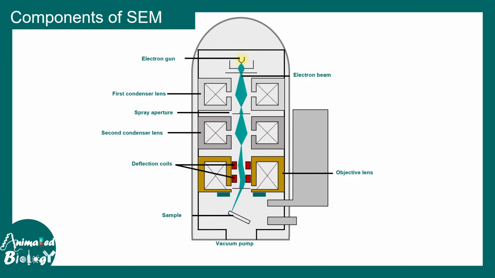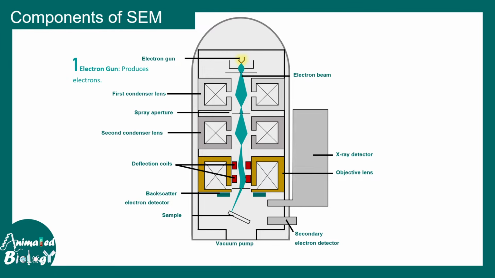This is the sample. It's mounted on a particular chamber which can be tilted into different rotations to get the optimal plane. And these are the backscatter electron detector, the secondary electron detector, and the X-ray detector. These are three types of signals that are generated when the electron beam interacts with the sample, and all of these have information regarding the specimen topology.